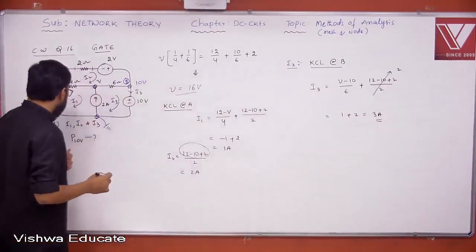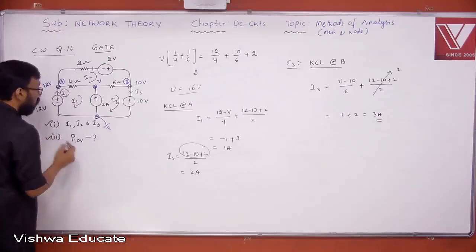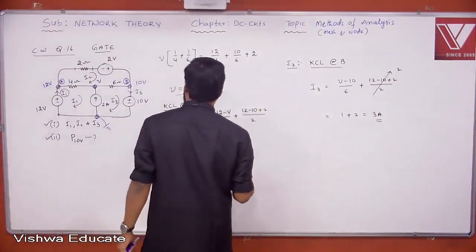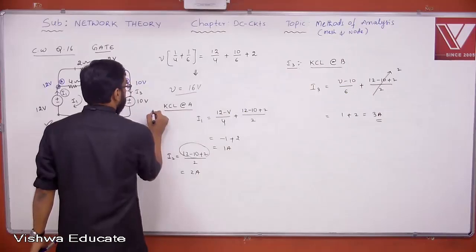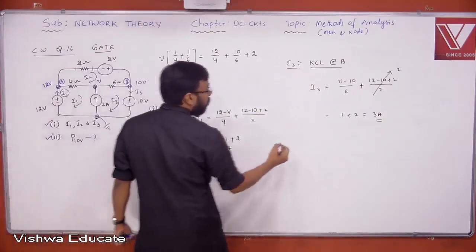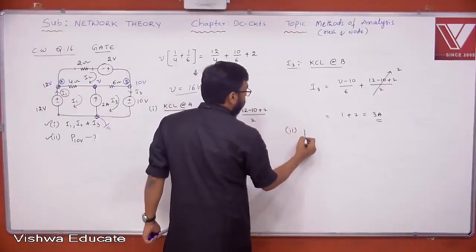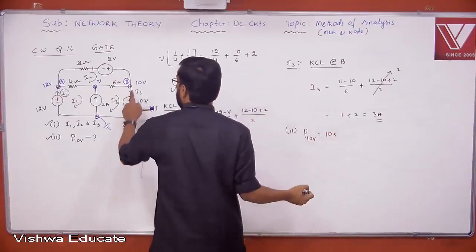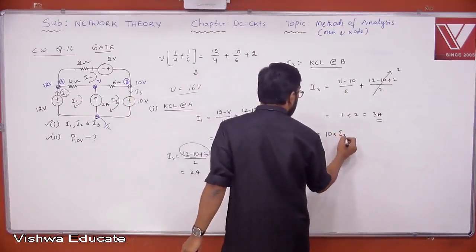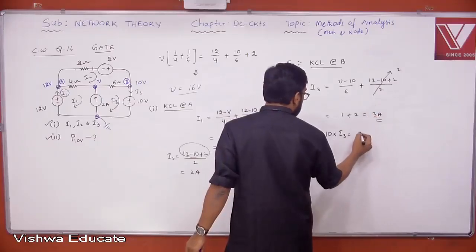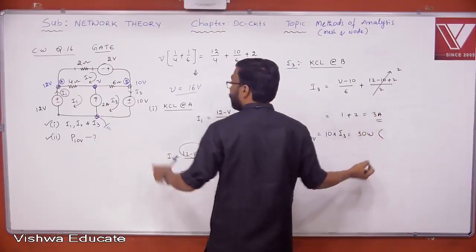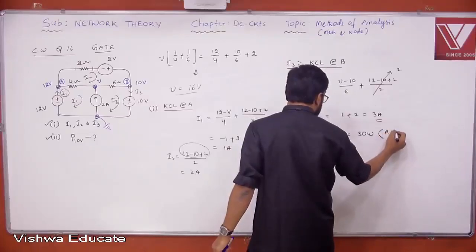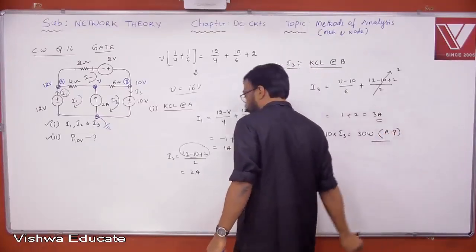Now another question is: power of 10 volt. What is the power of 10 volt? You already got this, right? Power of 10 volt is nothing but 10 into I3. What is the I3 value? 3 ampere, so 30 watt. But what is this current doing? Entering into positive. You must mention it as absorbed power.